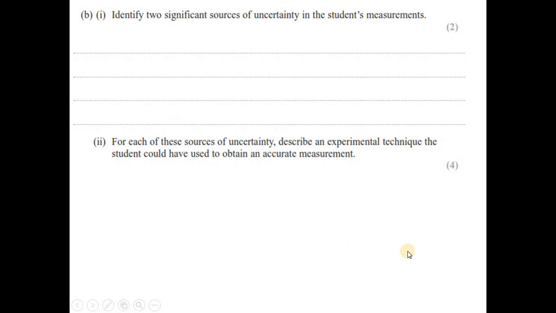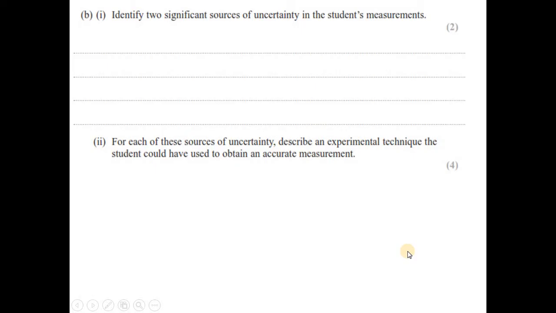Identify two significant sources of uncertainty in the student's measurement. Of course, two sources of uncertainty. One is measuring the length, because it's really difficult to measure the length. It is vibrating. It's really difficult to point out the position of node and anti-node.